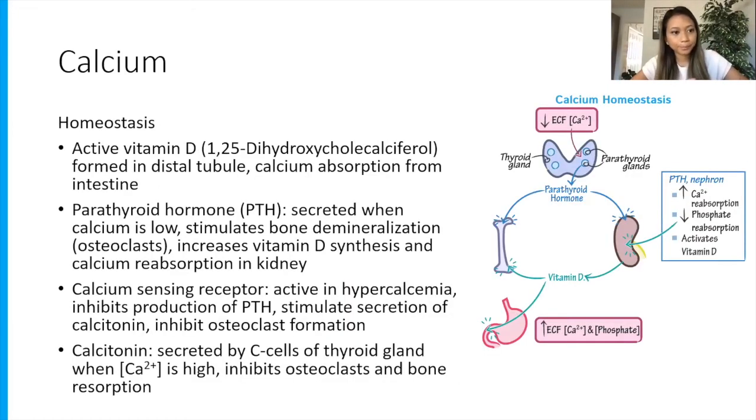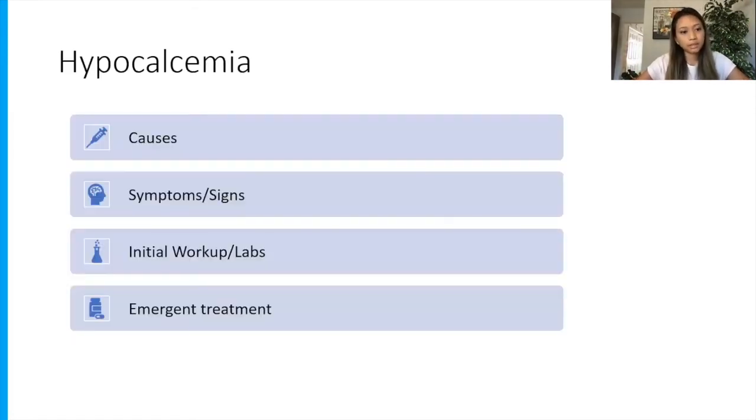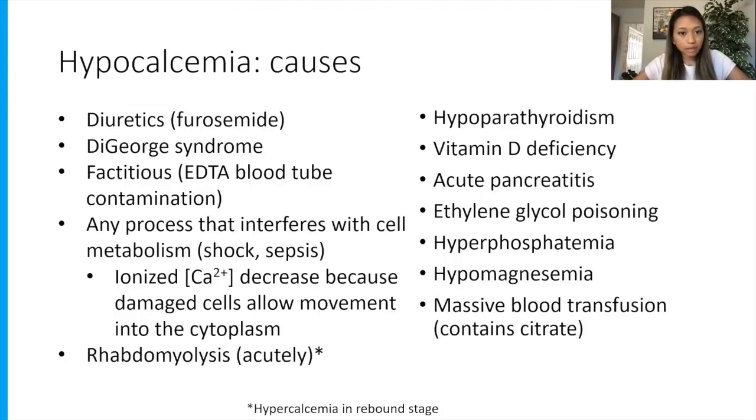So homeostasis, the slide is kind of busy, but basically just recall that vitamin D, parathyroid hormone, the calcium sensing receptor, and calcitonin all play a role in regulating calcium. The role in the body: it's in muscle and cardiac contraction, nerve conduction, coagulation, and enzyme activation. So hypocalcemia. Lots of things can cause it.